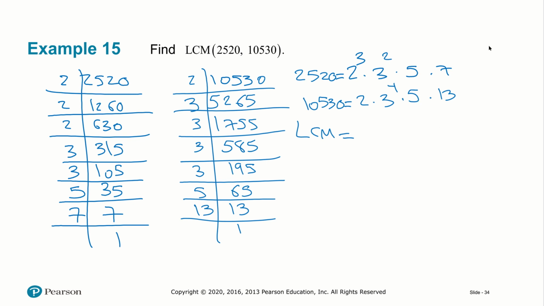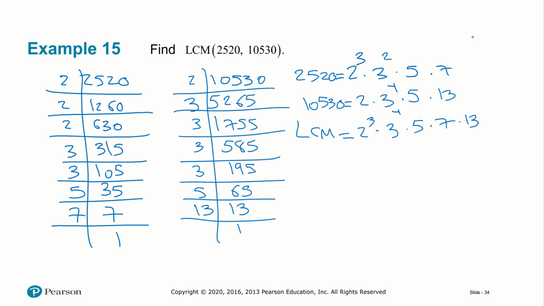So that's the procedure. Find your prime factorization and then go through, and this time take the highest power of any factor that you see. Okay, so for 2 we pick 2 cubed. For 3 we pick 3 to the 4. We need a 5 because it's there. We need a 7 because it's there. And we need a 13. Now this is large enough for both of those to go into.